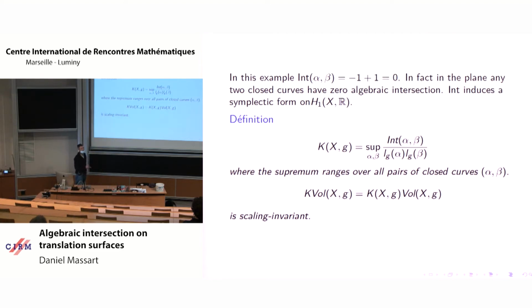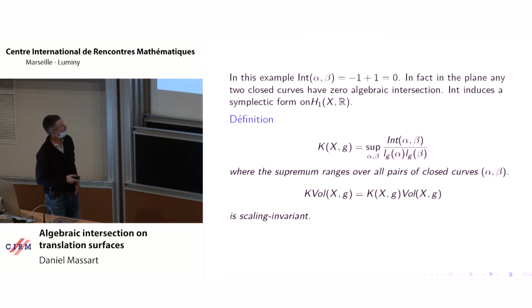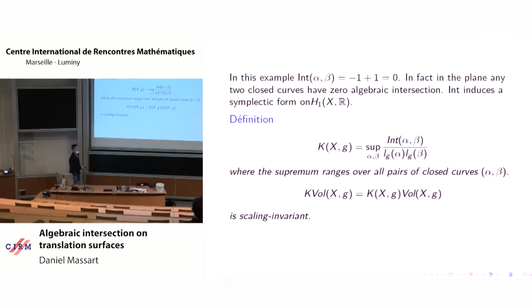So it is antisymmetric, and actually it only depends on the homology classes of the closed curves. So it induces a symplectic bilinear form on the first homology of our surface. And now I'm going to assume that my surface has some metric, let's say good enough so that you can compute lengths and volumes.